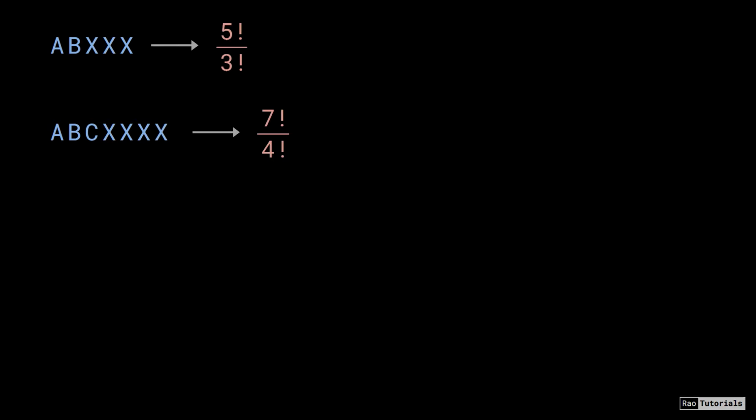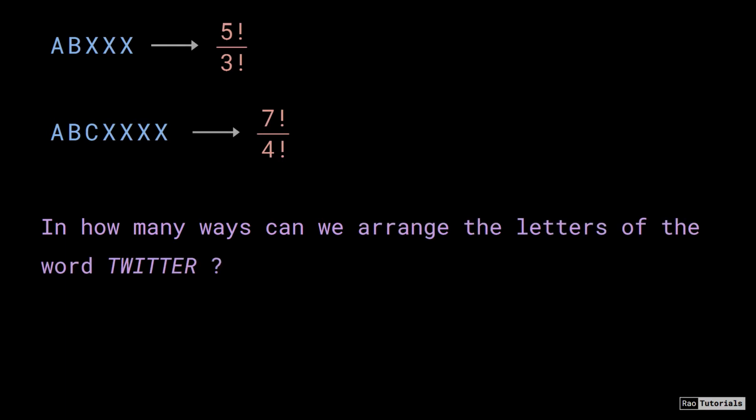We can use this result to answer questions like, in how many ways can we arrange the letters of the word Twitter? Since the word Twitter has 7 letters, of which 3 are identical, the number of permutations is 7 factorial by 3 factorial.